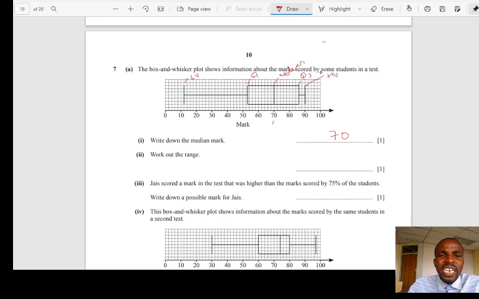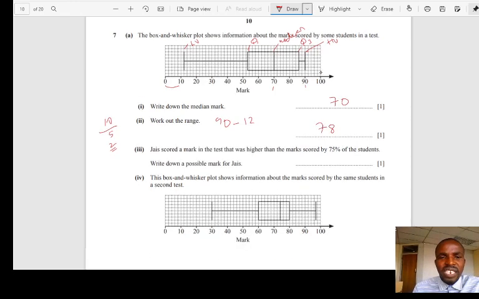Then work out the range. Range is highest value minus lowest value. Highest value here is 90. So 90 minus the lowest value. What you have to do is find out what each box represents. So each box, 10 divided by the number of boxes, 1, 2, 3, 4, 5, divided by 5. So each box represents 2 units. So it will be 12. 90 minus 12, what do you get? 78. Done.